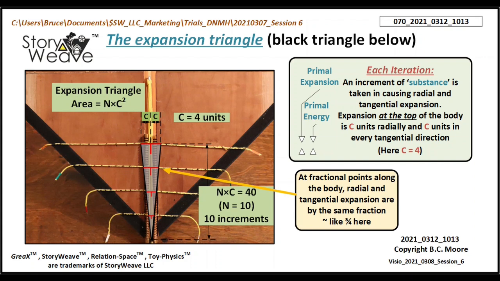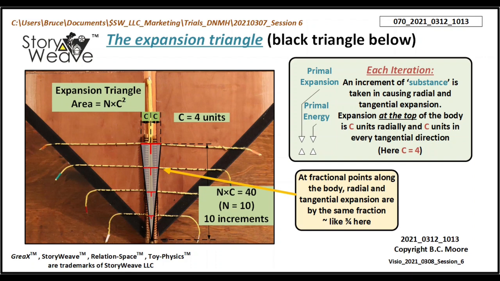So the little red marks in there show the radial expansion at each place there. You see the top radial expansion is C units. We use C because this is going to be the speed of light. And then each fractional point along there has fractional expansion. So in this particular case, we've got the full, 3/4, half, and 1/4. So those four strings represent those fractions. So this is the nature of that expansion triangle.